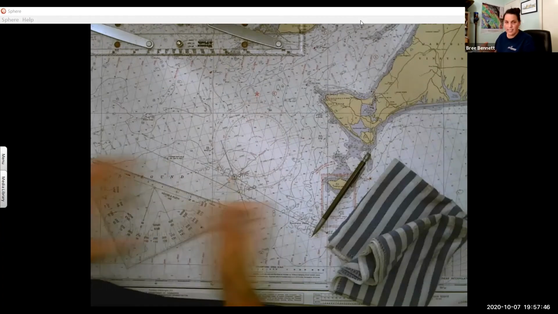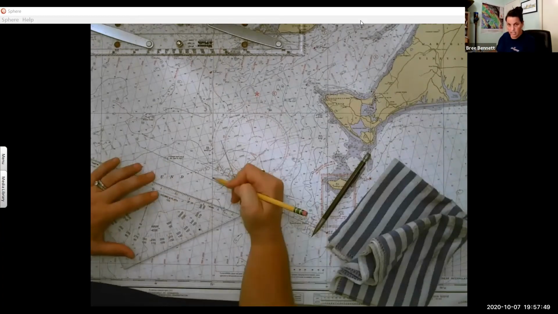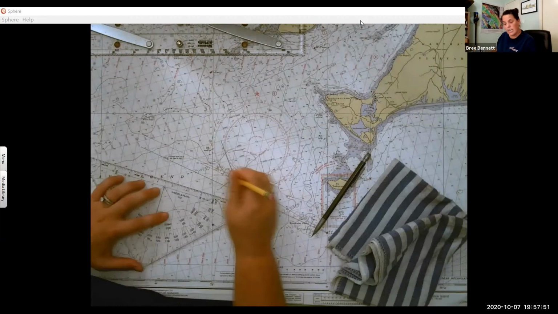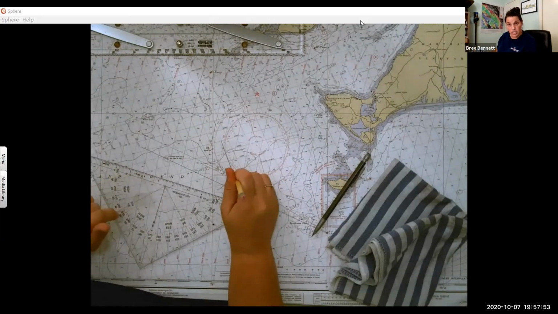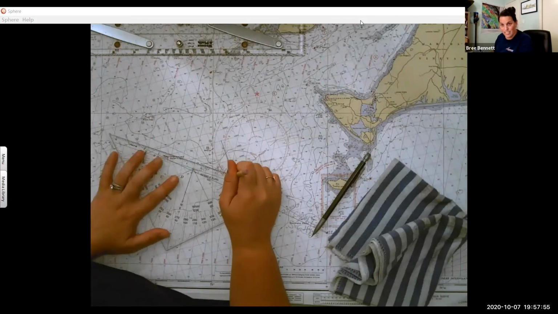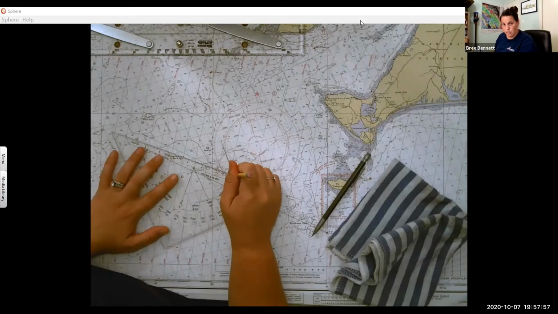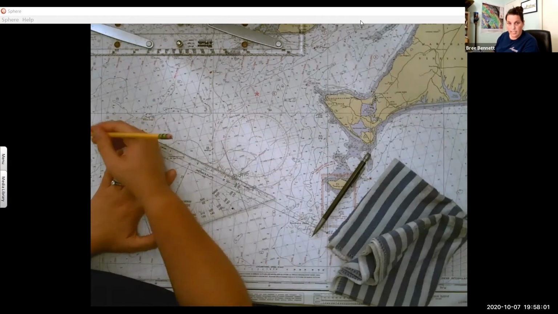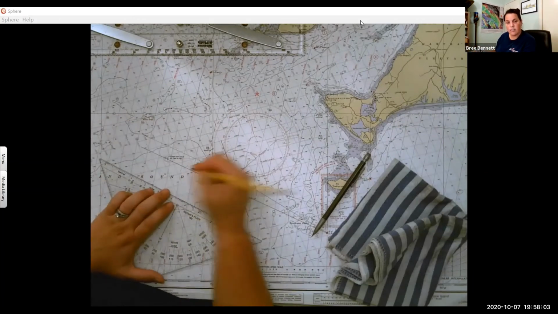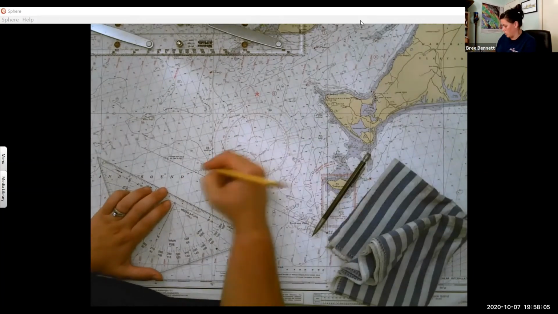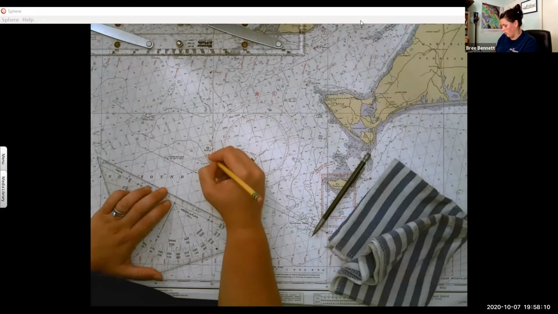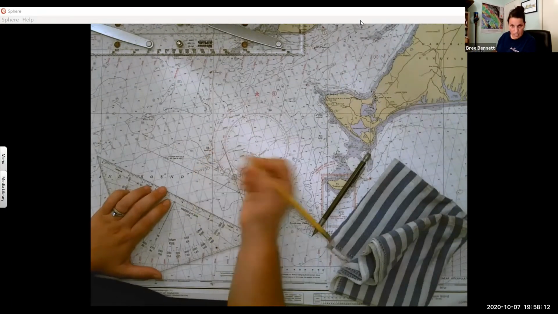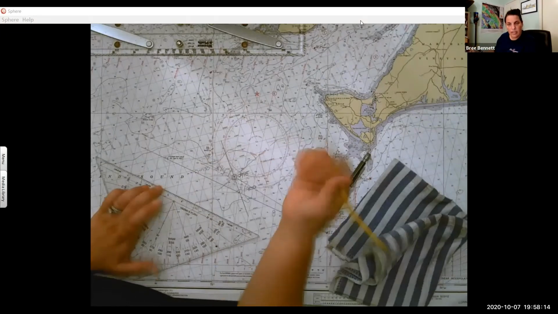So again, this is up to you. Stay on your line, or every time you plot a new position, you plot a new DR. So if we're still steering 294, we plot our new course line, put a new DR projection out. I think I'm going to be over here at 0930. I didn't actually measure that. I'm just plotting something.